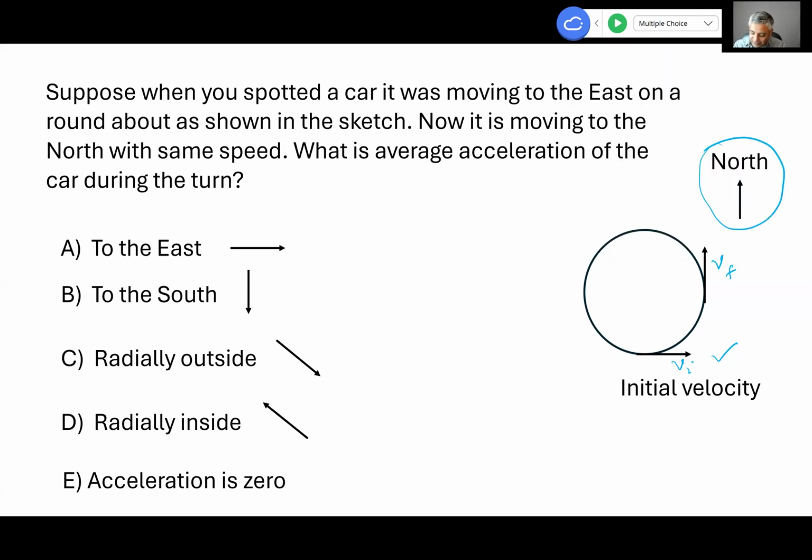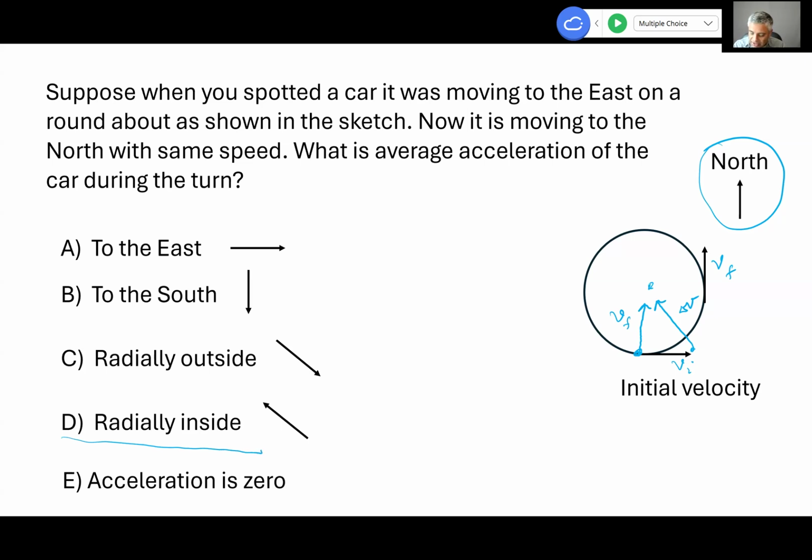Okay, so here, what I'm going to do is, BI is already here. So I'm going to draw BF from the tail of BI here. BF is going straight up. So that means change is going to start from the tip of BI and go to the tip of BF. That's delta B. Okay. So yeah, radially inside.